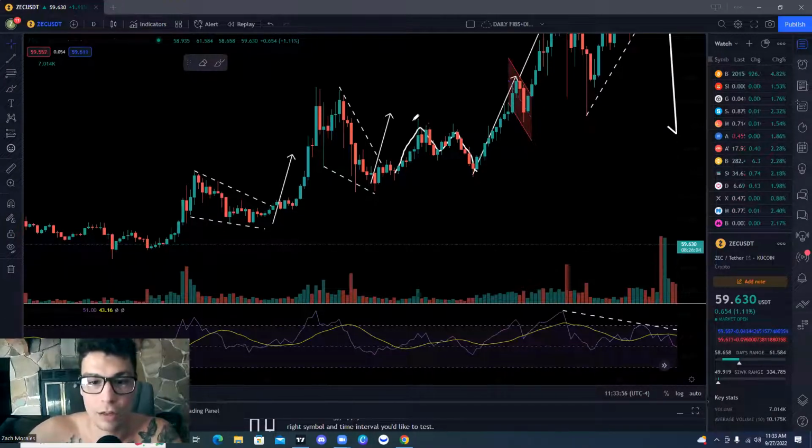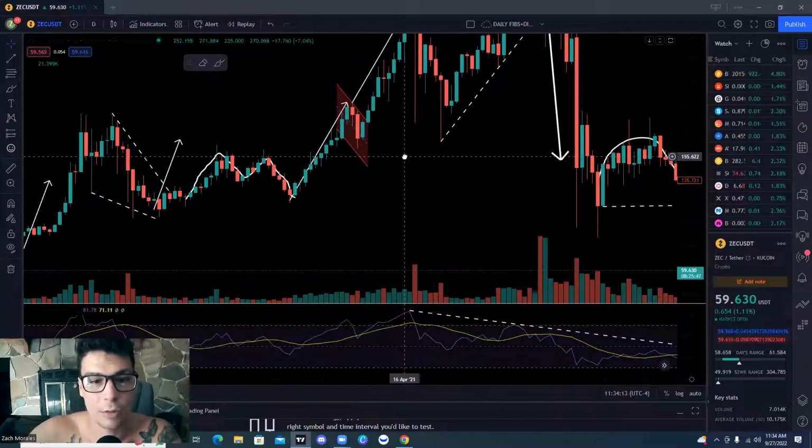You can just find a level here. Once you see we come back up to that level and we're not able to push higher, then you have a double top, and you would look for the play to come back down to where the rally started. And we can see that that went ahead and played out perfectly as well.